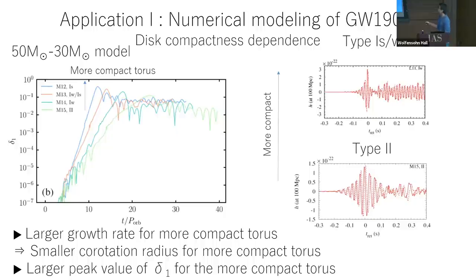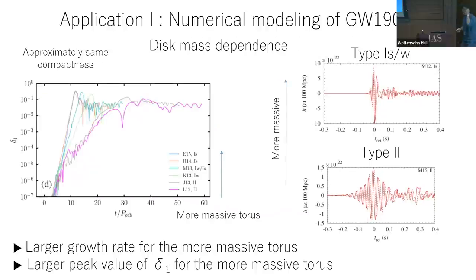This feature is imprinted in the gravitational waveforms. If the torus compactness is not large enough, we can see the waveform looks something like this, which is completely different from type one. We call it type two. We also classified type one into subclasses, type one W and type one S, depending on the amplitude of the post-burst wave. So here is type one S, and here is type one W. In type one W, the relatively high amplitude appears in the post-burst waveforms.